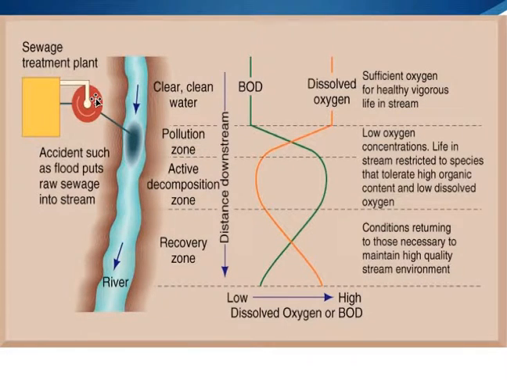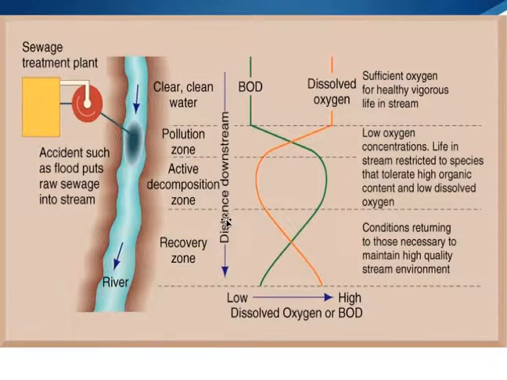Okay, here is a picture of an input from a sewage treatment plant. Say there's some sort of a flood or accident that puts raw sewage into a stream. And we want to think about what's going to happen to the biochemical oxygen demand and dissolved oxygen levels when this input occurs. And one of the first things that we see is bacteria are going to start to use oxygen in that stream, and dissolved oxygen levels are going to plummet. So we could also do a measurement of biochemical oxygen demand, and we would see that demand is high. And these are going to happen right after that input of nutrients.